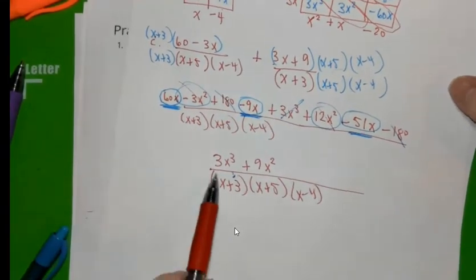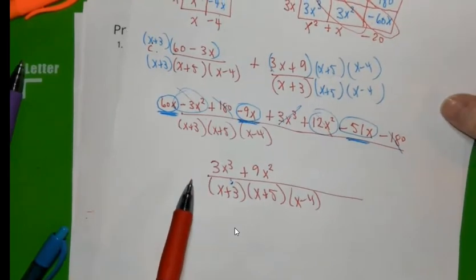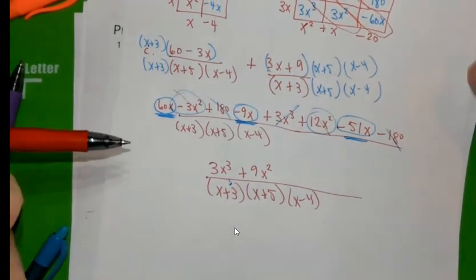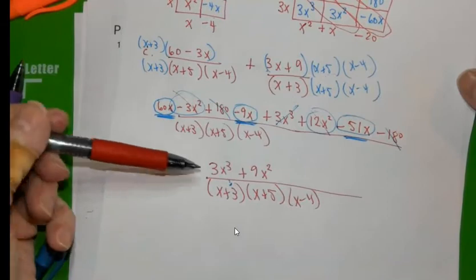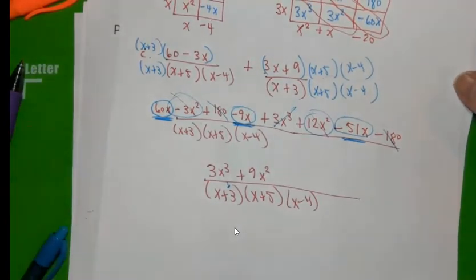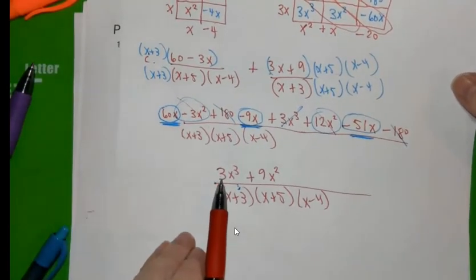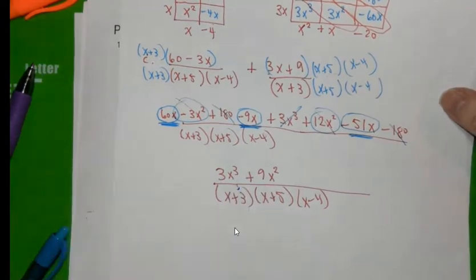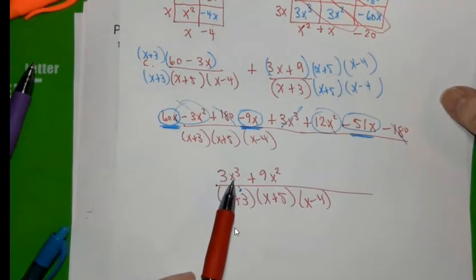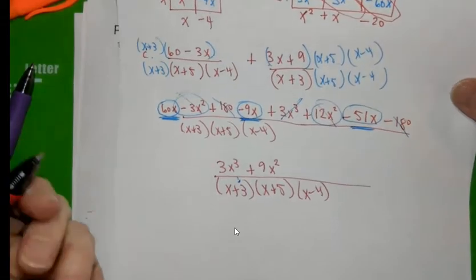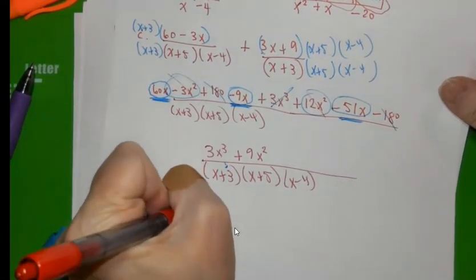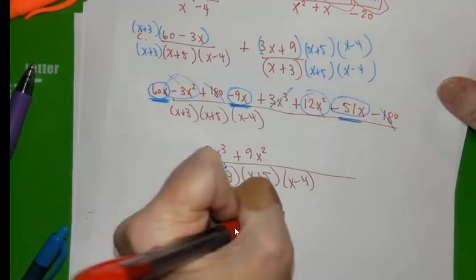All right, next, you want to try to factor your numerator now. Once you get to the very end of the problem, you want to factor your numerator and see if it has a common factor with one of those that's already in your denominator. So we have a 3 and a 9. That's a common factor of 3. We have an x cubed and an x squared. That's a common factor of x squared. So your common factor is 3x squared.